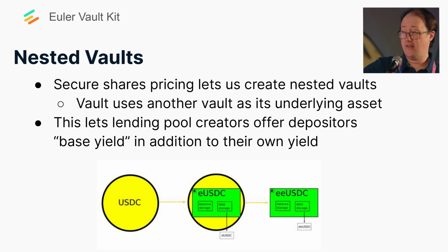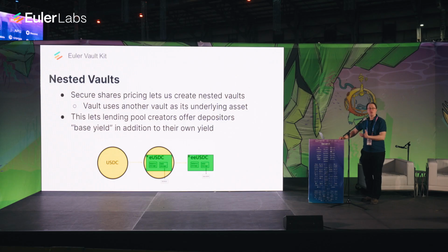Now the interesting thing about this is that if you hold the nested vault's tokens, you will be getting the yield from the nested vault as well as the yield from the eUSDC vault. The idea is that you can create a lending pool based on the shares of another lending pool and attract people to deposit into it without them paying the opportunity cost of not receiving the yield from the parent vault, because they're still doing that. They still have title to the eUSDC tokens. We think this will allow people to create lending products and partially solve the bootstrapping problem.